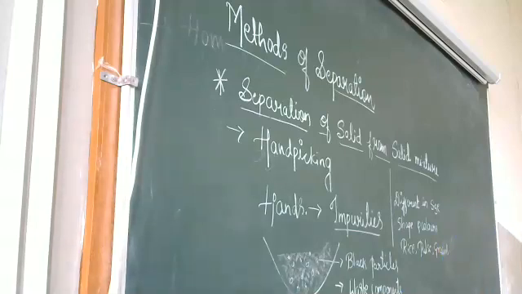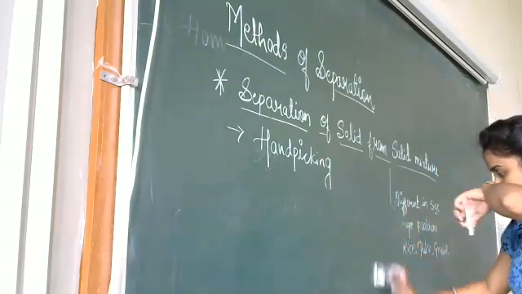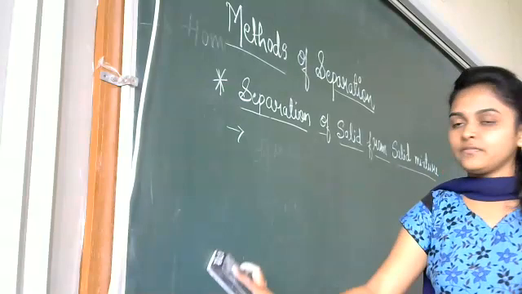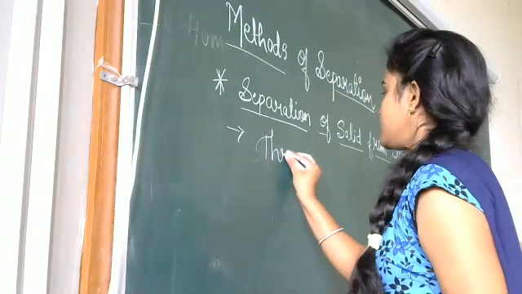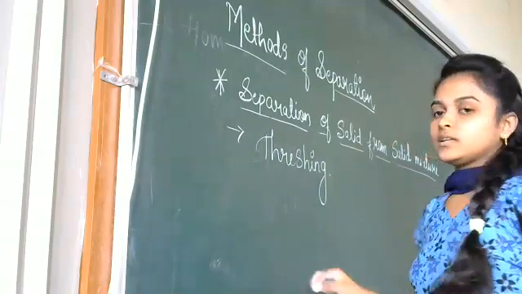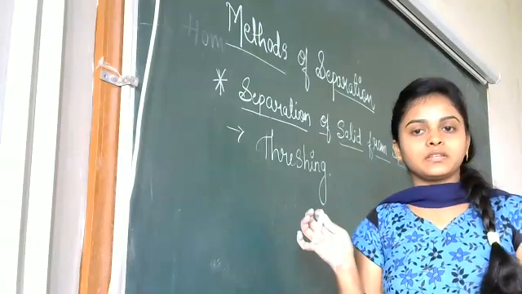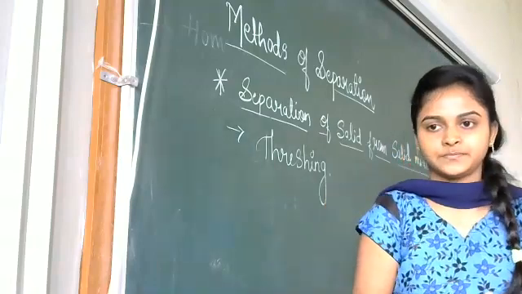Shall we move to the next method? Okay. So the second one is threshing. What happens in the threshing method? What is going on in the threshing process?